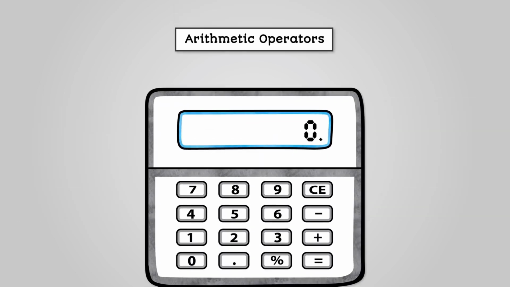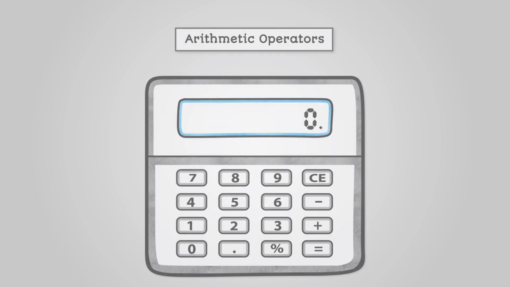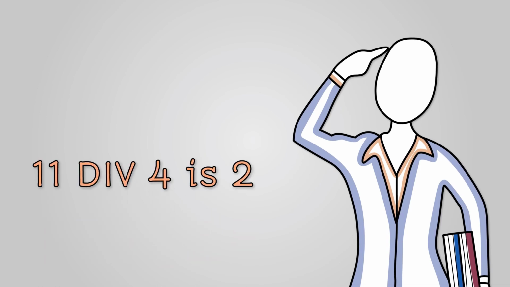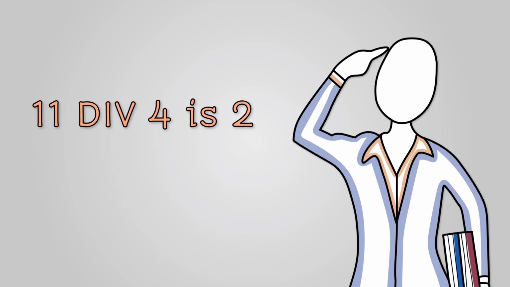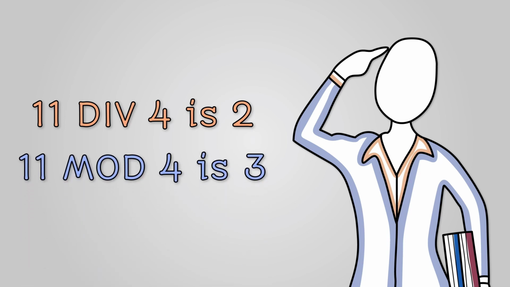So, arithmetic operators allow you to do mathematical calculations on variables. The result of any calculation must be stored in a variable. Div is the whole part of a division, so 11 div 4 is 2. Mod is the modulus of a division, which is the remainder, so 11 mod 4 is 3.